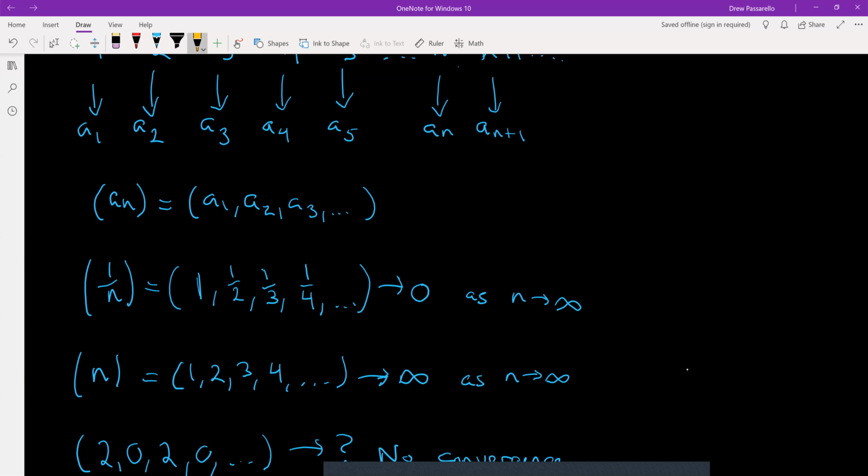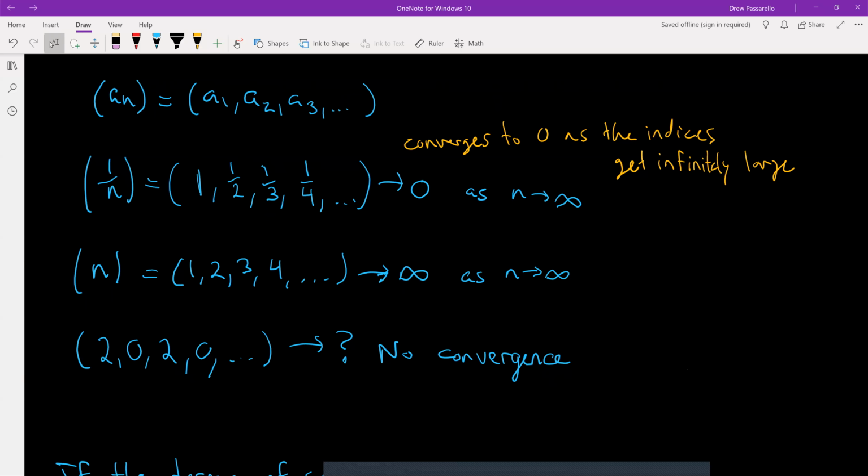So the question is, what would that converge to? It might be a reasonable guess to say 2, maybe 0, but we'll show that it does not converge to 2 or 0. Okay, so for what we mean by convergence of a sequence, we need to make it formal here.